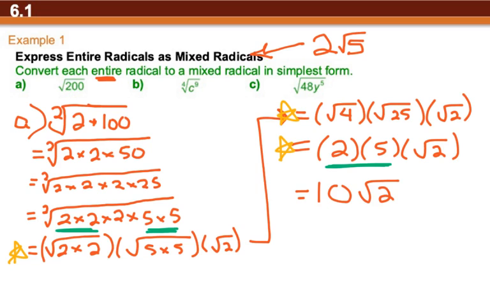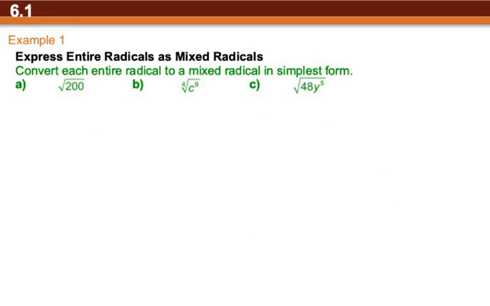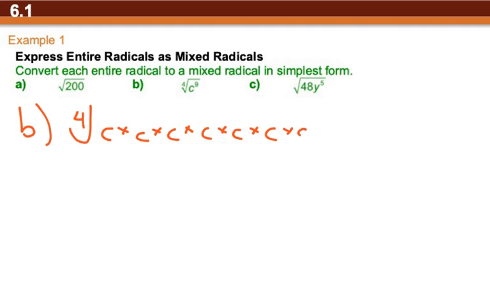Just going to clear out the page to do question B. B is now a 4th root. That is going to have an impact when we go to take groups out. But we now have a variable in here. It's c to the power of 9, which literally means we have c multiplied by itself 9 times. That exponent is just a good shorthand. But in this circumstance, it actually doesn't help a whole lot.